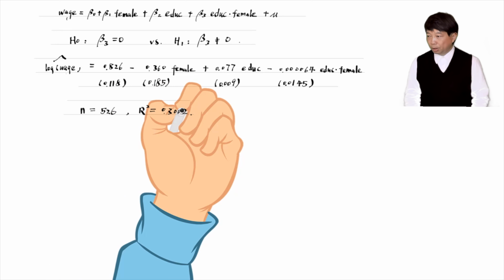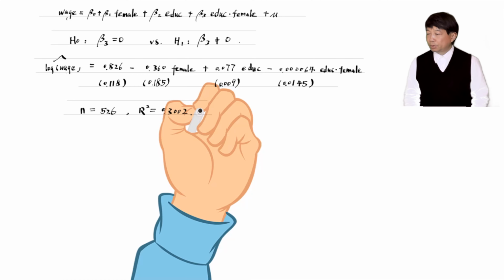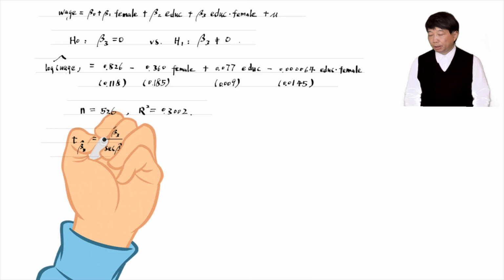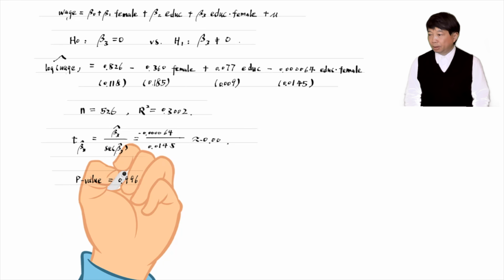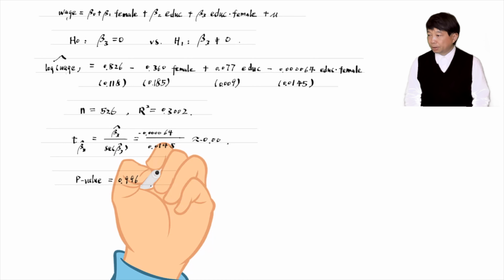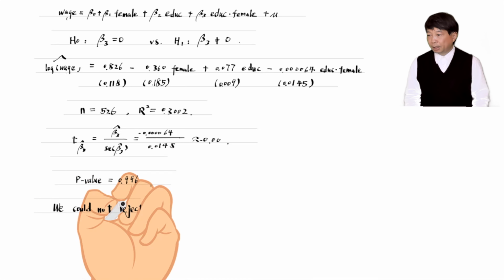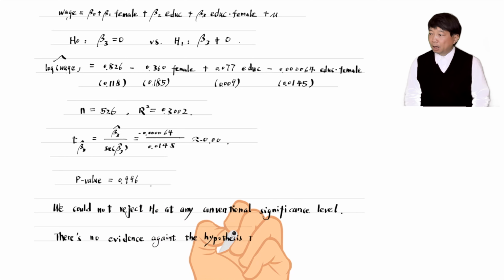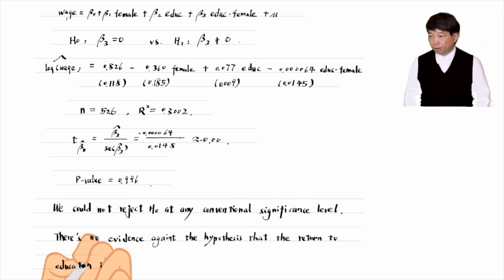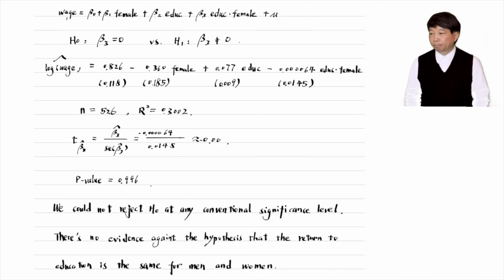The estimated return to education for men is 0.077 or 7.7%. The estimate for the interaction term is economically negligible and statistically insignificant, as its t-statistic is nearly 0 and the p-value is close to 1. We could not reject the null hypothesis at any conventional significance level. There is no evidence against the hypothesis that the return to education is the same for men and women.